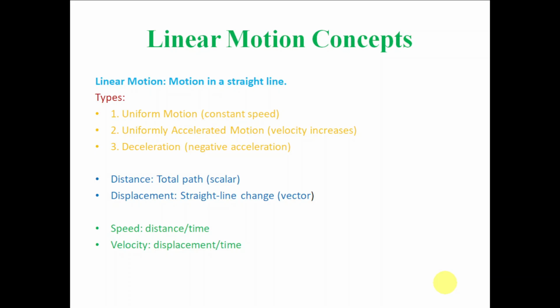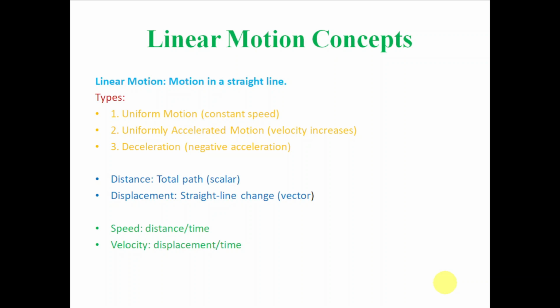So what are the types of straight line motions? The first one is uniform motion, that is a constant speed motion. Uniformly accelerated motion, where the velocity increases.